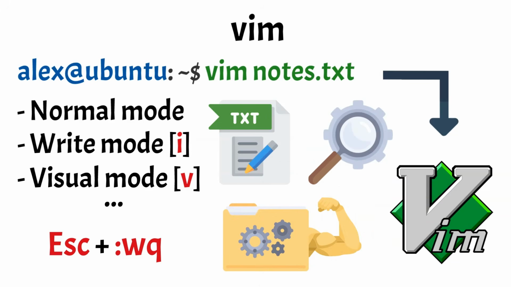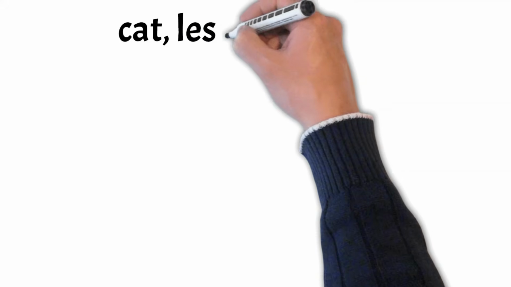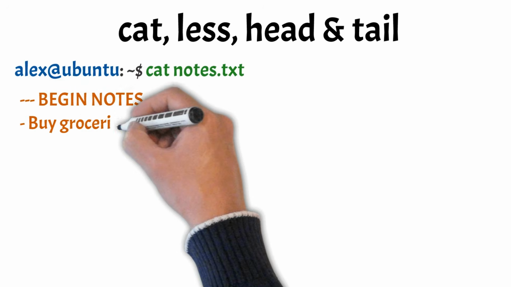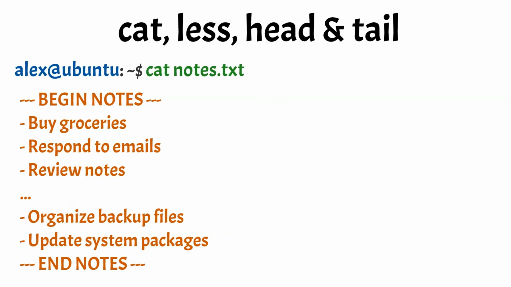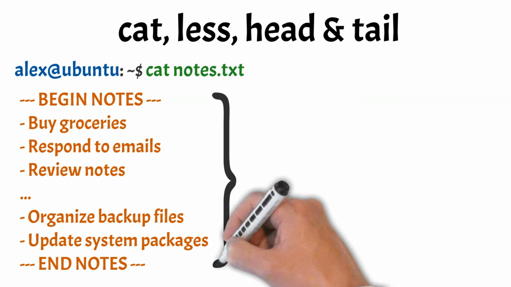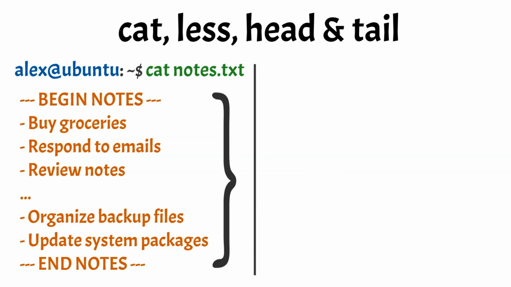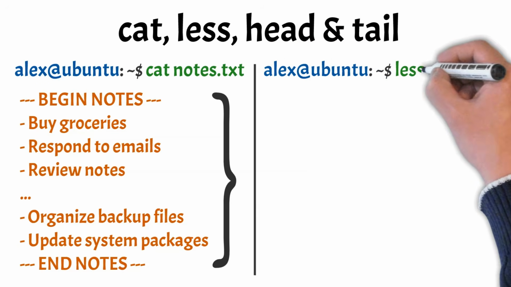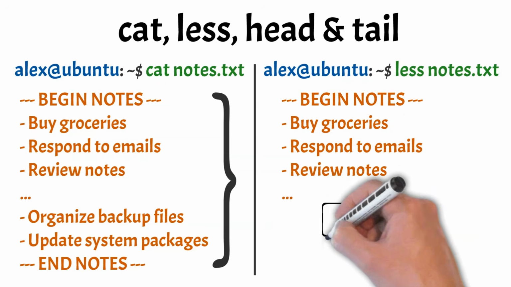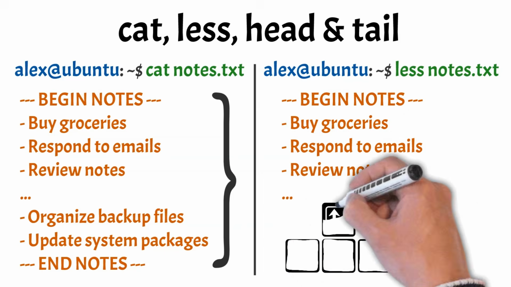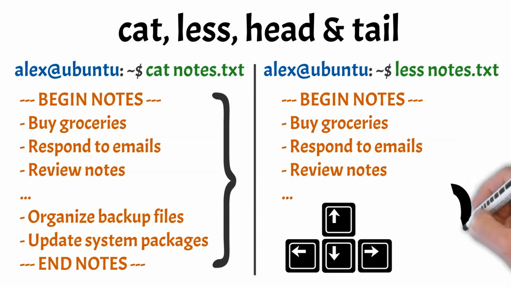Next, let's explore how to view files in the terminal. The cat command is the simplest. Short for concatenate, cat prints the entire contents of a file directly in the terminal. For example, cat notes.txt will show everything inside that file at once. But if the file is long, it can scroll off the screen. That's where less comes in. It opens the file in a scrollable view, letting you move up and down using the arrow keys. Just type less notes.txt and press Q to quit when you're done.